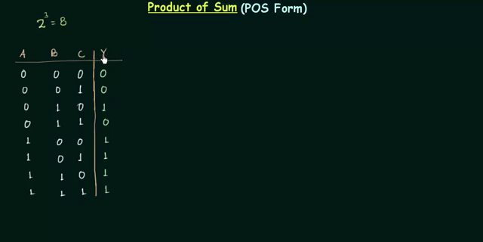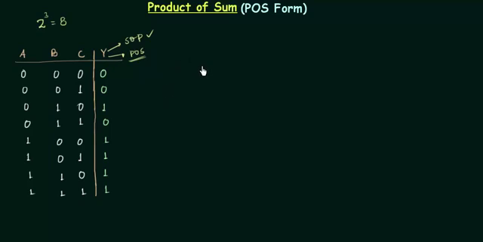Y is the Boolean function that we want to represent as POS form. We have already represented this Y as SOP form. Now we want to represent it in POS form. This we have done, and this we want to do in this presentation. So let's start with it.